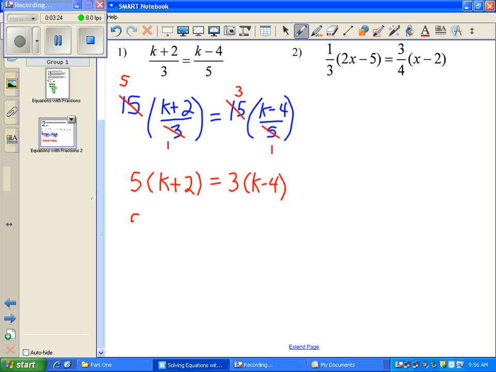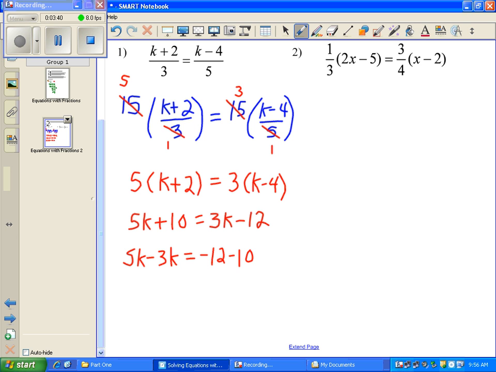So 5 times k is 5k, 5 times 2 is 10, 3 times k is 3k, 3 times negative 4 is minus 12, and I bring my letters to the left and my numbers to the right. And I divide both sides by 2, and I'm left with k is equal to negative 11. So really the only thing that's new is essentially getting rid of the fractions by multiplying by the lowest common denominator.